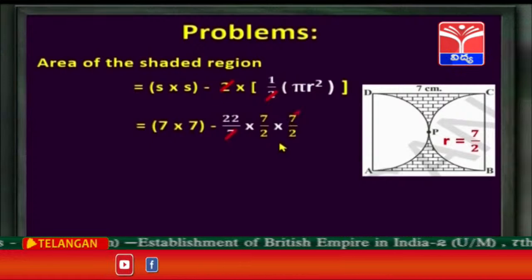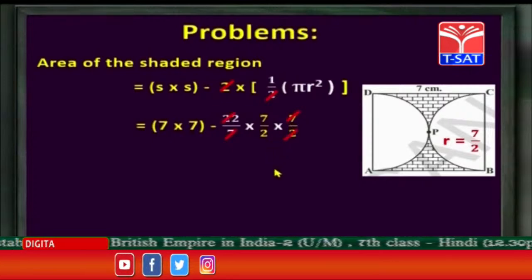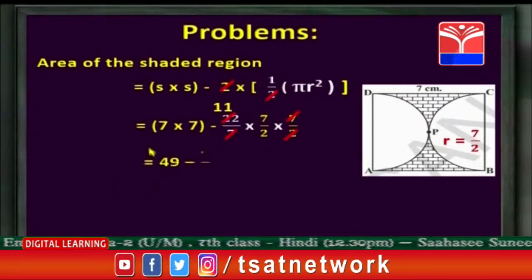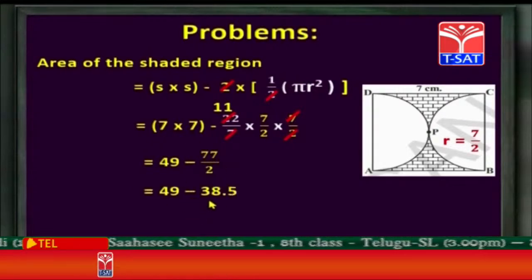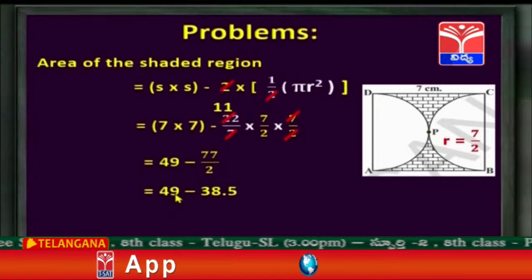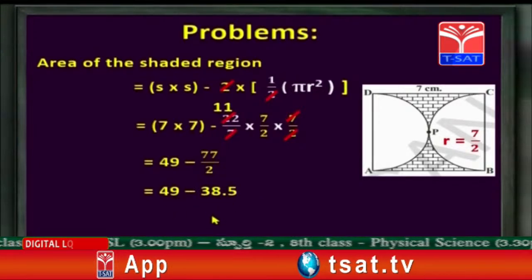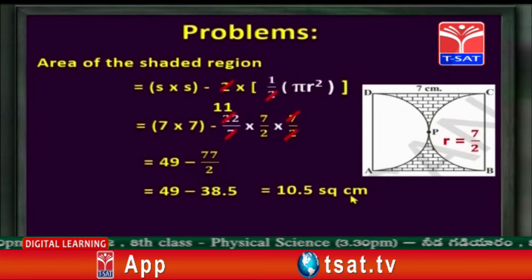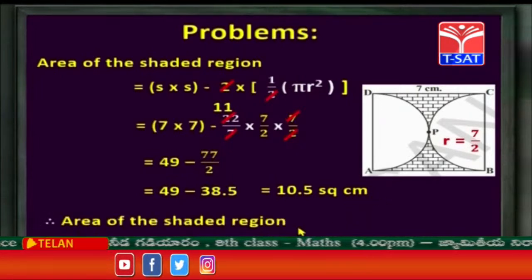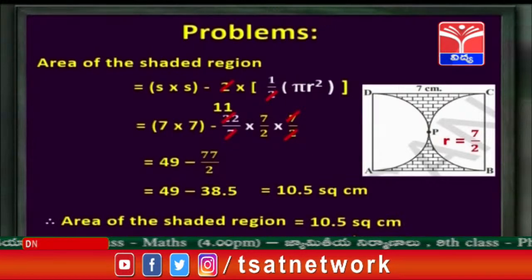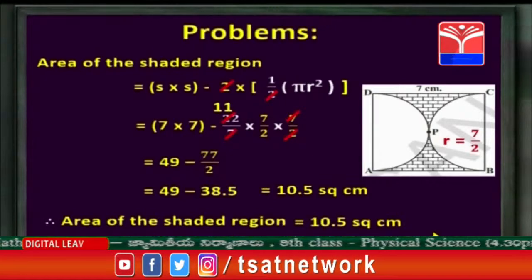7 can be cancelled, and 2 ones are 2, 11s are 11. So, 7 sevens are 49 minus 77 by 2, which is equal to 49 minus 38.5. 49 minus 38.5 will be 10.5 square centimeter. So, therefore, the area of the shaded region is equal to 10.5 square centimeter.